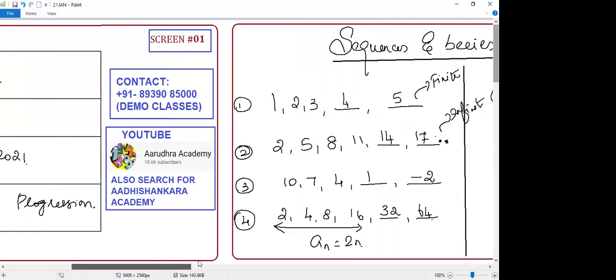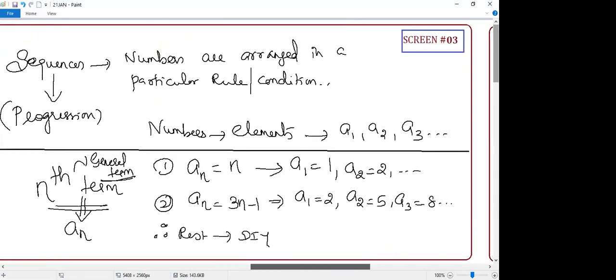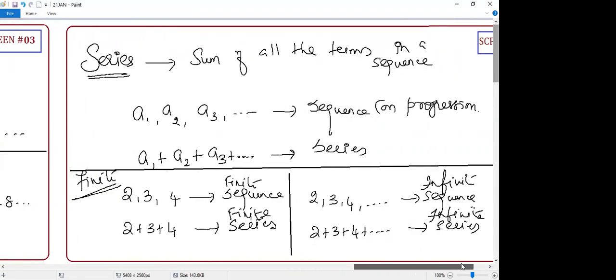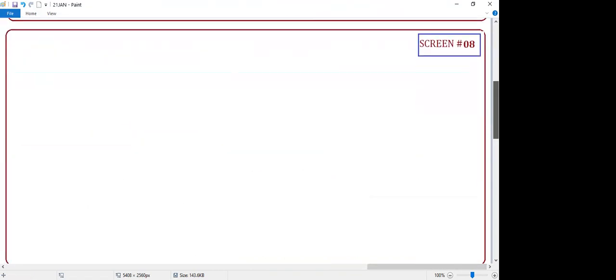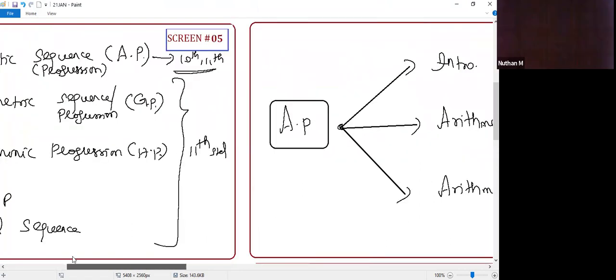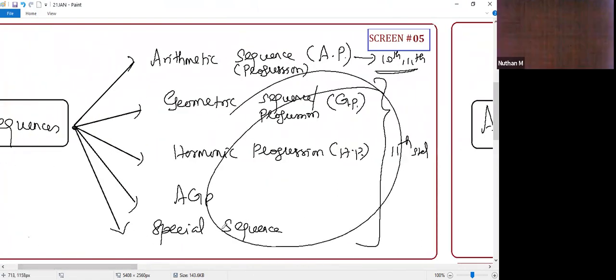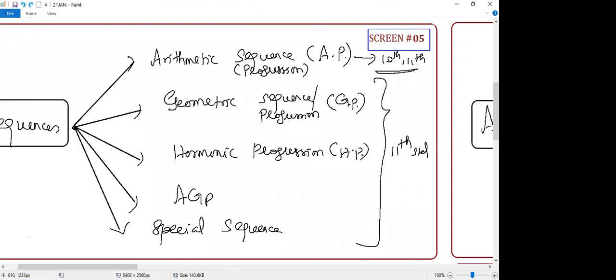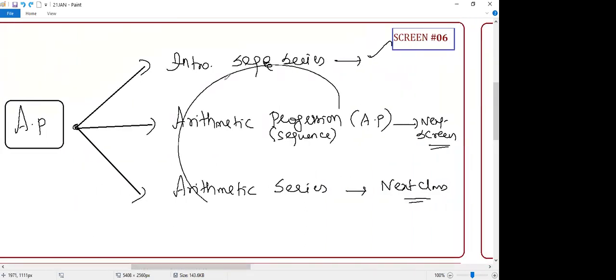Yes, sir. Everything is clear. Just screen 2, I'm moving to screen 4 and screen 5. I'm not going to teach anything here. Nothing to worry about. I'm just taking only this part, and only this part we are going to learn.